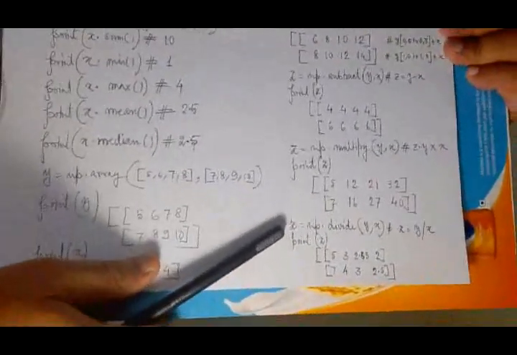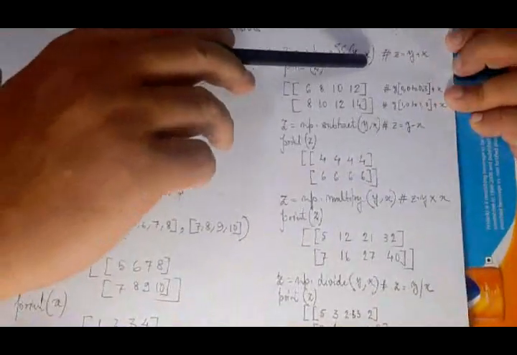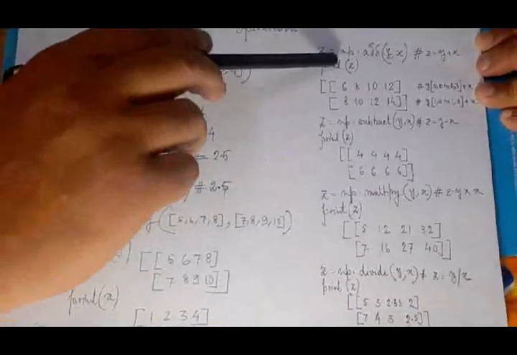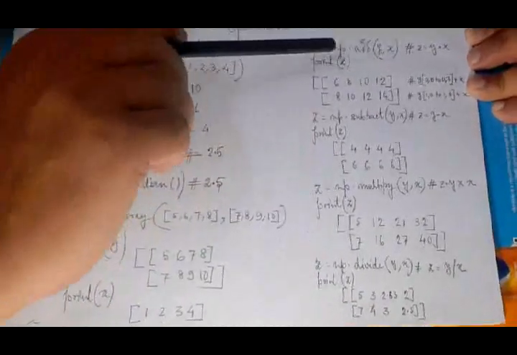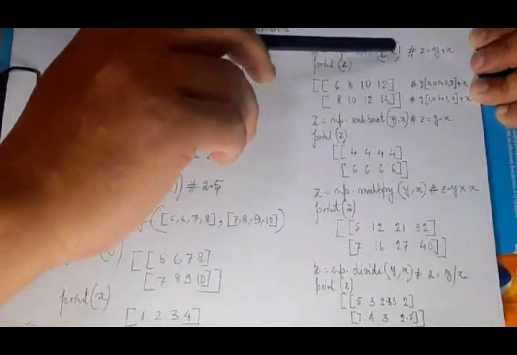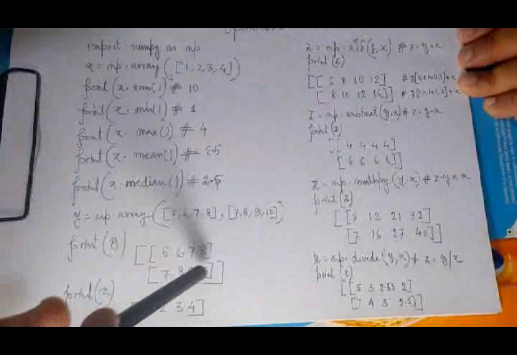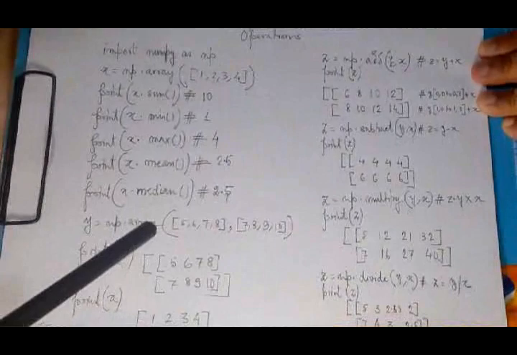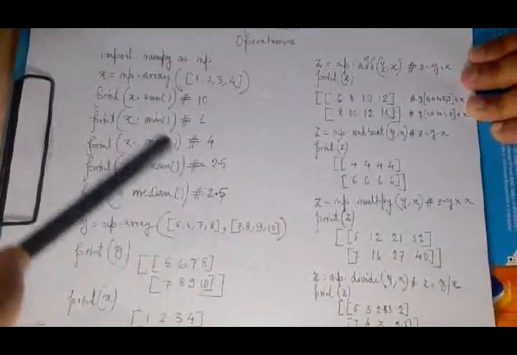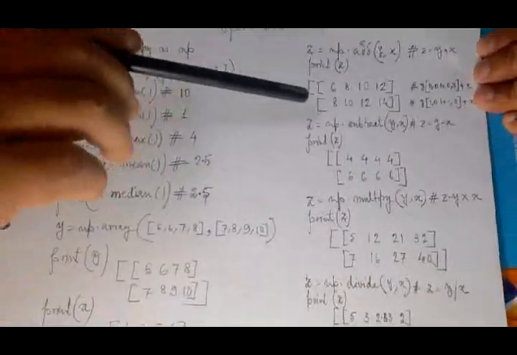Now see. z is equal to np.add(y, x). np.add is a mathematical function. Add y comma x: the values of x will be added to y. But how does the addition take place? That is very important. See carefully.